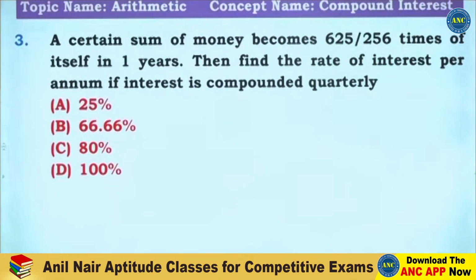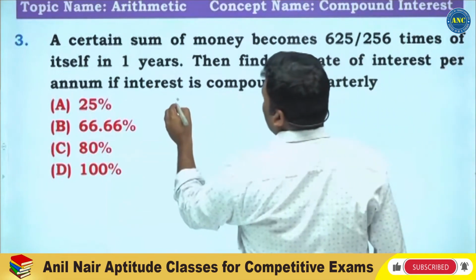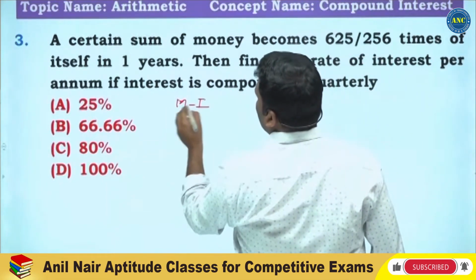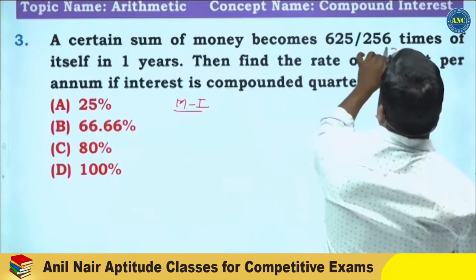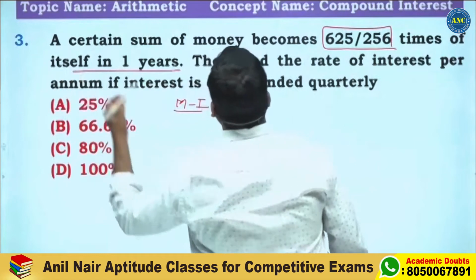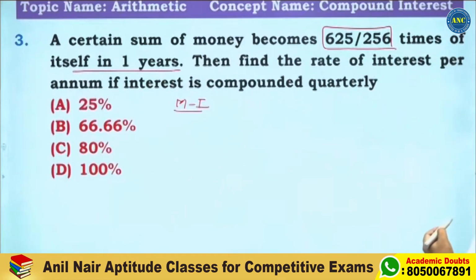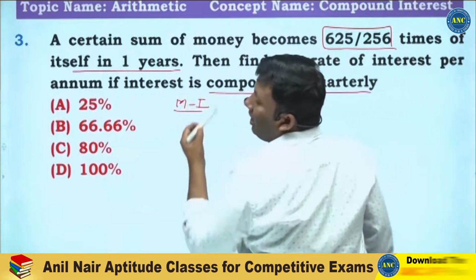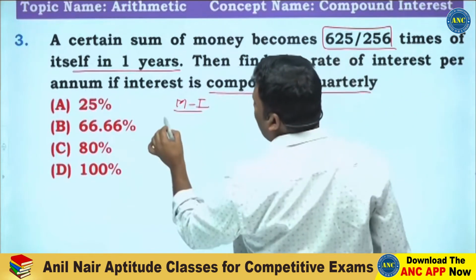Next one, third question. Read the question. A certain sum of money becomes 625 by 256 times. Now see here. Method 1. In how many years? 625 by 256 times. It is in 1 year. Find the rate of interest if the interest is compounded quarterly.